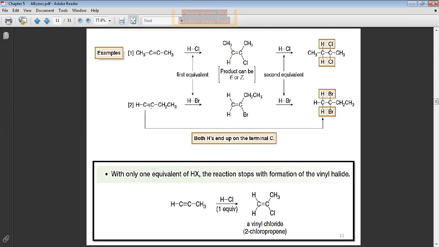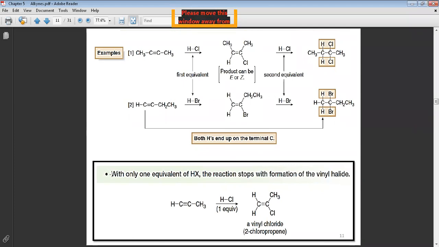Now look at this terminal alkyne with HBr. That means this proton will go here, and the Br here. In the next step, the proton will also go here. Why? According to Markovnikov, because of the carbocation stability.